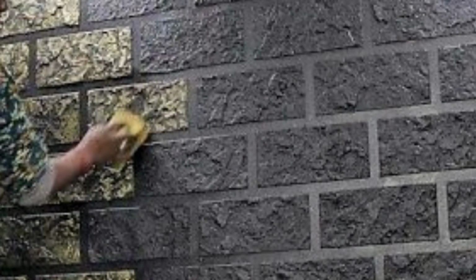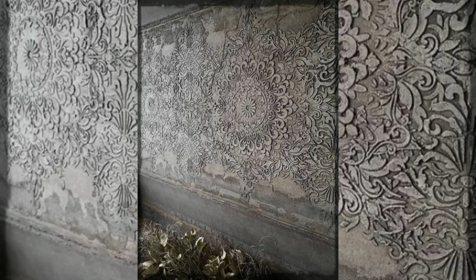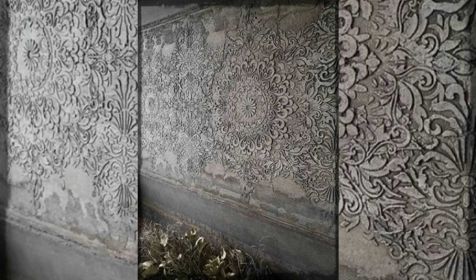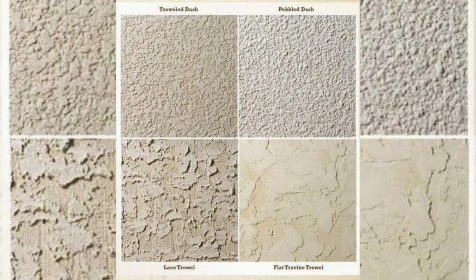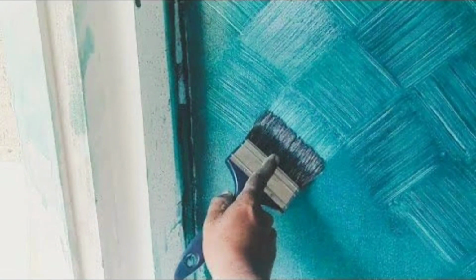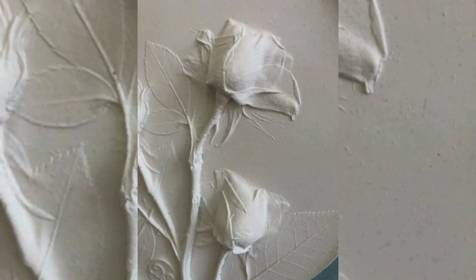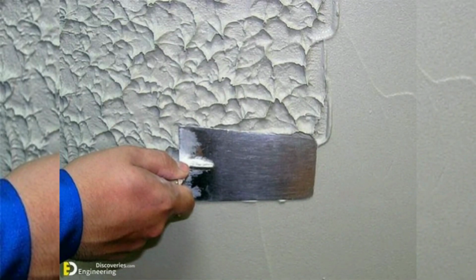Knockdown texture. This texture involves spraying on a mixture and then knocking down the high points to create a mottled, slightly raised surface. It adds depth and interest to your walls without being too pronounced. Skip trowel texture. This texture creates a more rustic or old-world look. It involves applying a thick layer of texture compound and then using a trowel to create a skip trowel effect, which can resemble the texture of stucco or plaster.